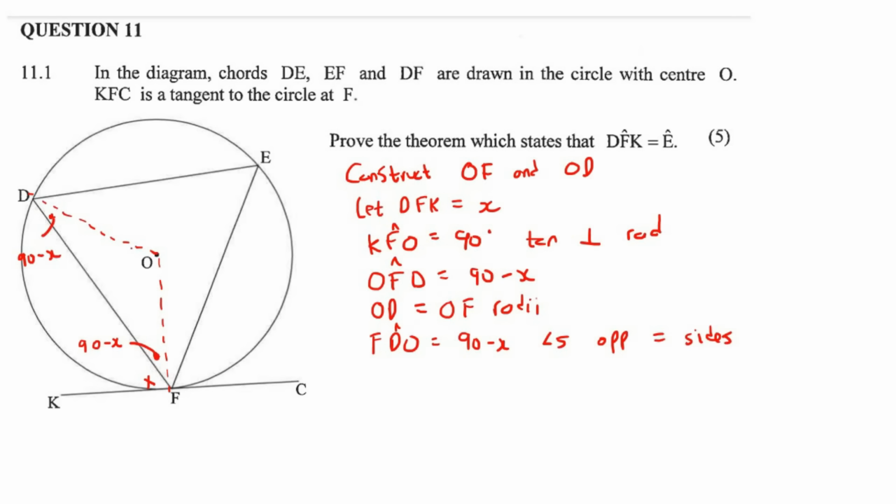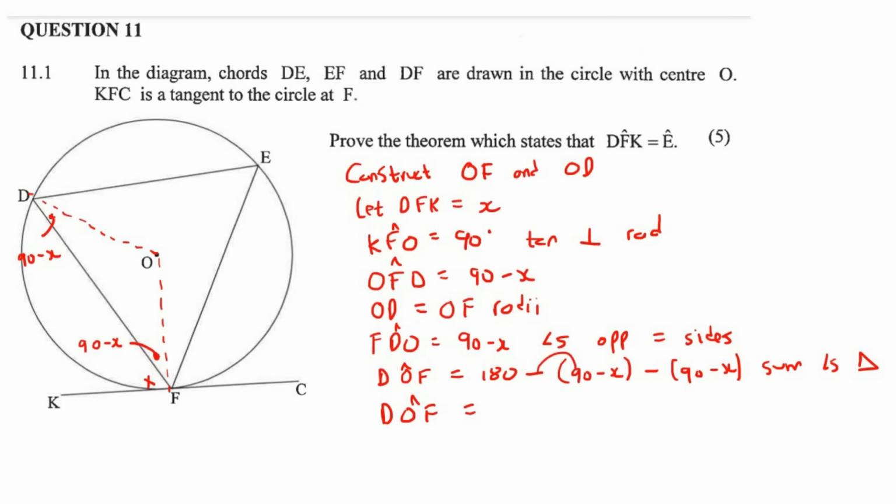Now we're going to use the sum of angles in a triangle to calculate this angle O. So let's call that angle DOF. We can say that's 180 minus, and this angle must go in a bracket because it's one angle. Then we do the same for this one, using the sum of angles in a triangle. If you work out angle DOF, after multiplying the negatives in and simplifying, you should end up with 2x. Okay, so that's 2x.